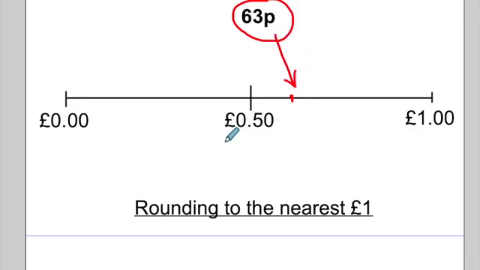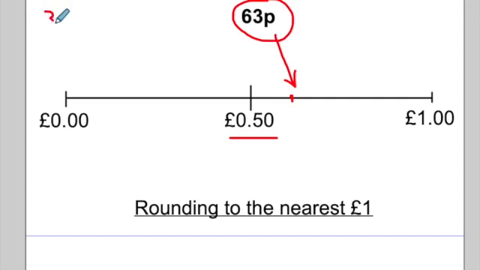Now, if somebody asked us to round 63 pence to the nearest pound, we could draw our number line out as we've got it on the screen, and we could use that to estimate where we think it's going to be. And as you can see clearly, 63 pence is past 50 pence, which means that it would be rounded to £1.